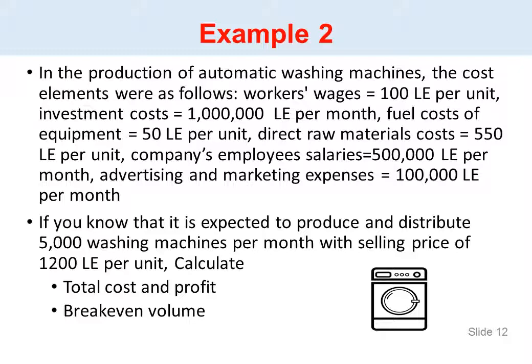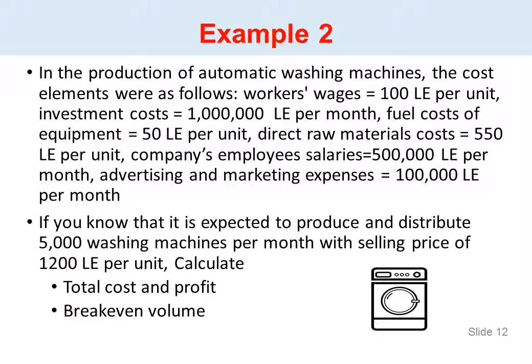Some of them are per unit, some of them are per period. And your study is based on a period. You have to look at how many units are going to be produced in that period of time. If you know that the expected production is 5,000 washing machines per month with a selling price of 1,200 pounds per unit, calculate total cost and profit and the break even.